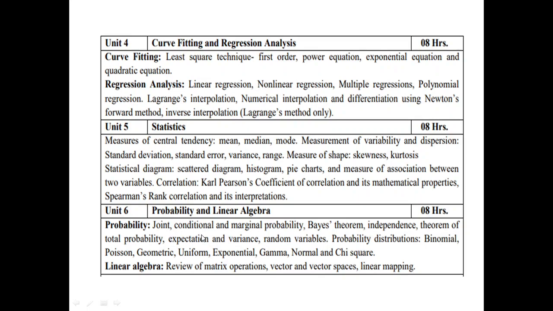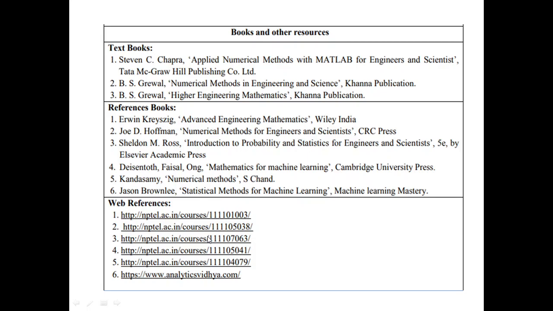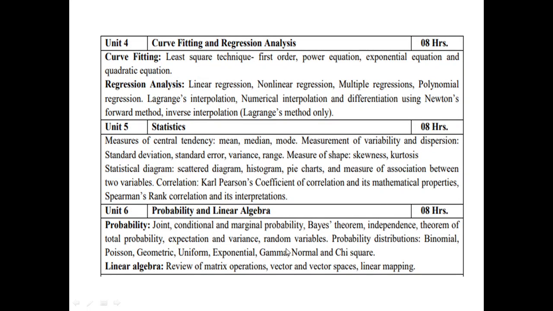Then unit number 6, probability and linear algebra. This is the last unit. You know how to calculate probability. They have given different theorems and methods to find probability, such as geometric, uniform, exponential, and binomial techniques. In linear algebra, they have given a review of matrix operations, vector and vector space, and linear mapping. This is your syllabus. We'll see the details one by one.